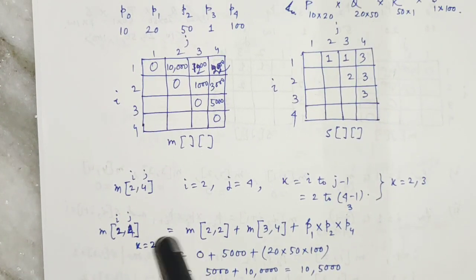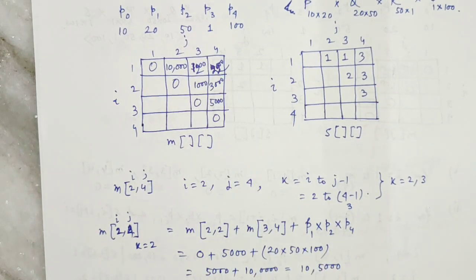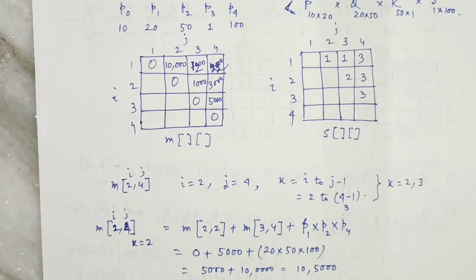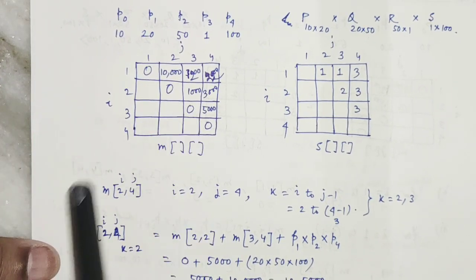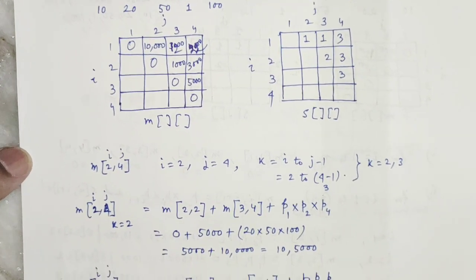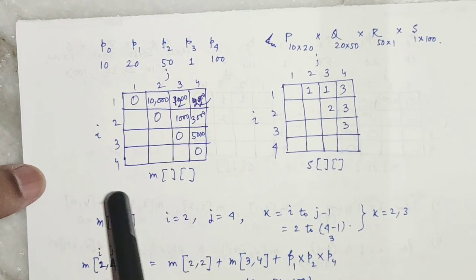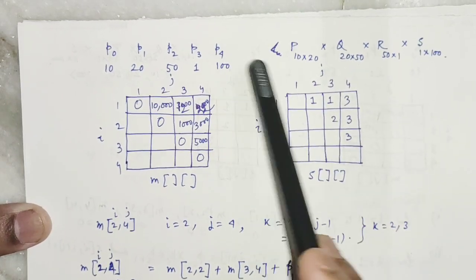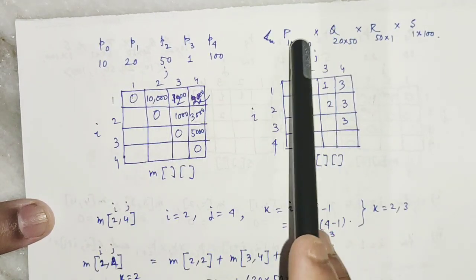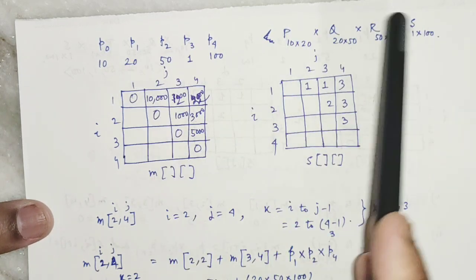We know that m of 1,4, that is 2200, is the minimum number of scalar multiplications for this problem. So one of the answers has come out: the minimum number of scalar multiplications is 2200, because whenever you get the value for m of 1,4, you are considering the full chain P, Q, R, S, that is P to S, 4 matrices in the chain, 1 up to 4. First matrix, second matrix, third matrix, fourth matrix. So the entire chain is complete.